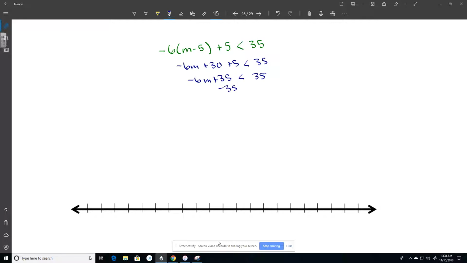Now I'm going to minus 35. I'm going to minus 35. So negative 6m is less than 0. Now I've got to get rid of the negative 6 by dividing by a negative 6.